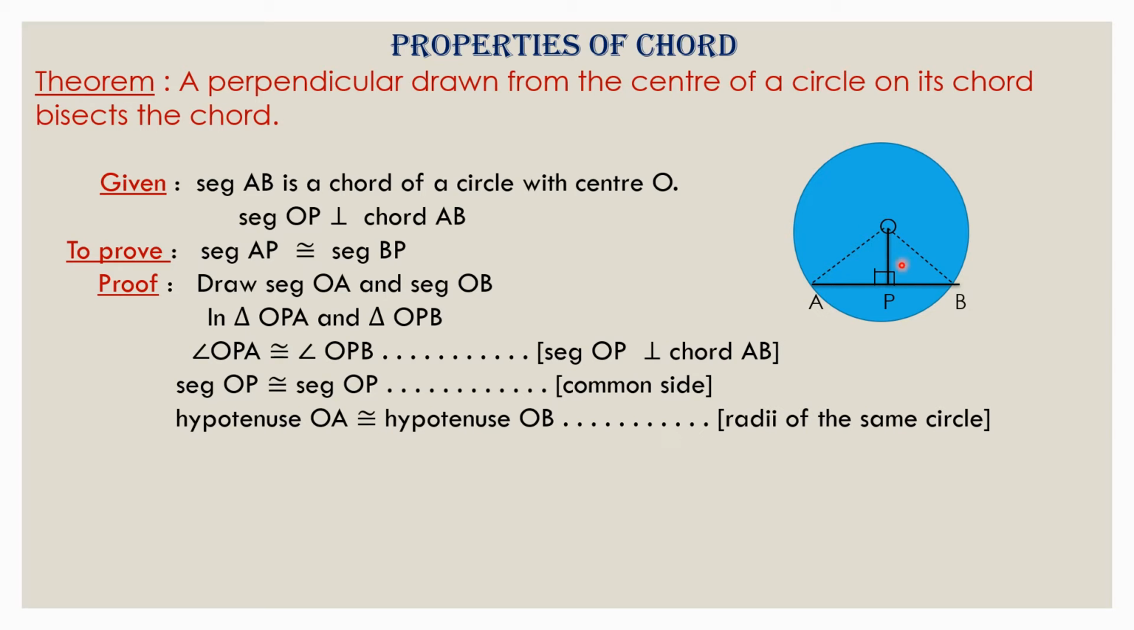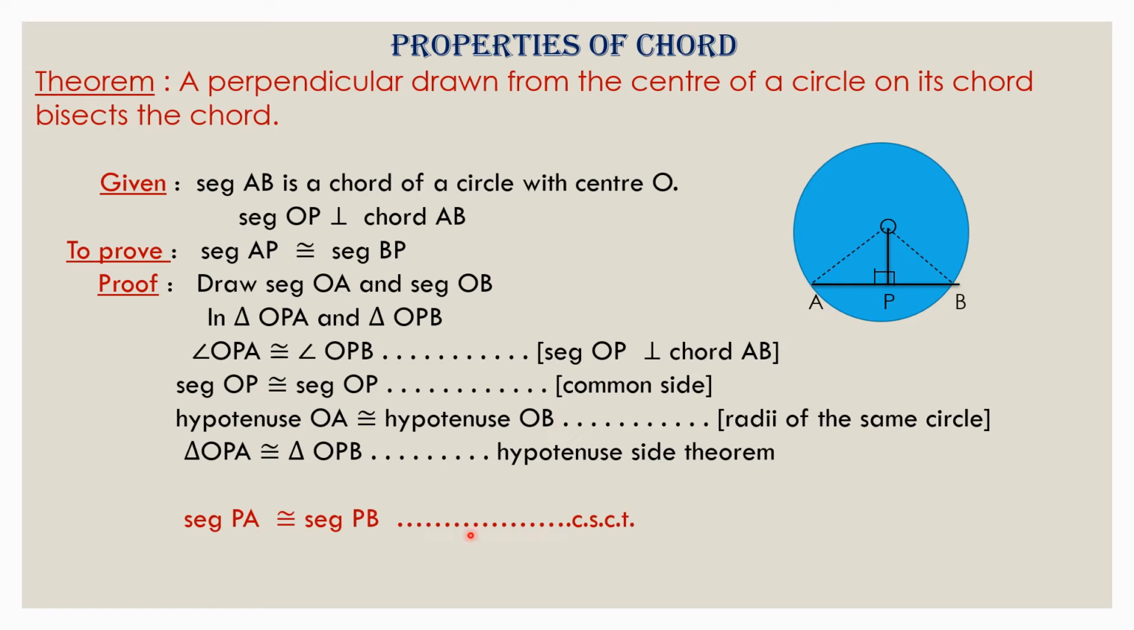And by which test are these two triangles congruent? By the hypotenuse side theorem, triangle OPA is congruent to triangle OPB. And by CACT, segment AP is congruent to segment PB. That is, we proved.